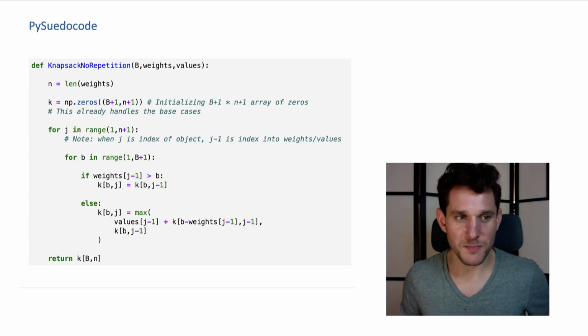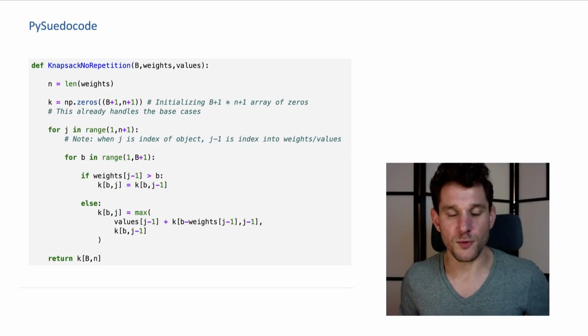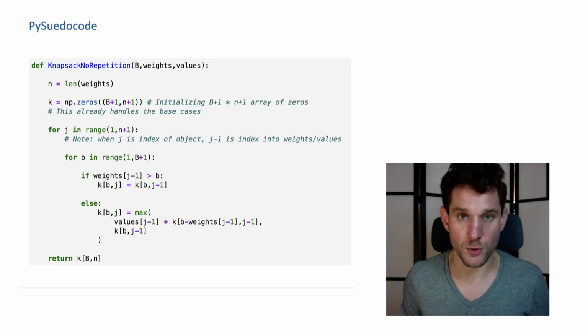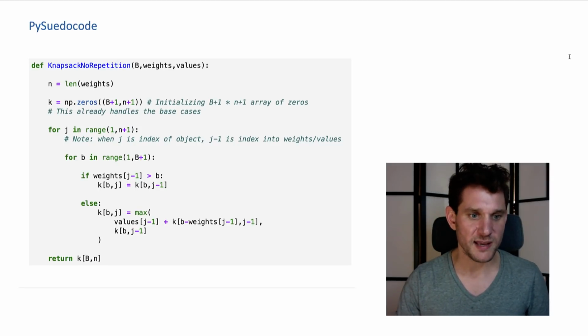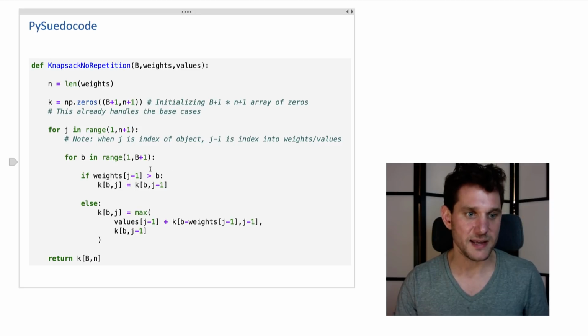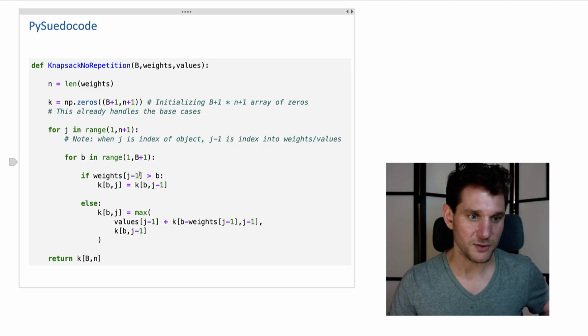You initialize an array of size b plus 1 comma n plus 1 if you have n items and a budget constraint of capital B. And then for j from 1 up to n, you're going to fill in the array, and then you're going to loop through the possible values of b from 1 up to capital B. First, you check if you're going to exceed the weight constraint of adding item j. You'll notice here I'm indexing with j minus 1. That's because Python is 0 indexed, so I have to start with 0 and go up to n minus 1.